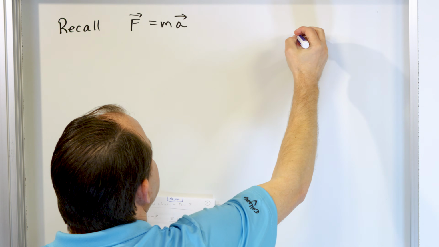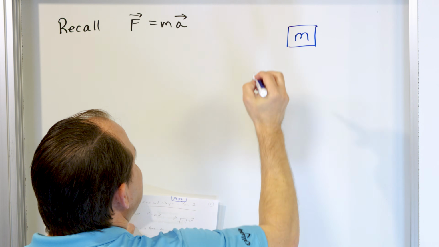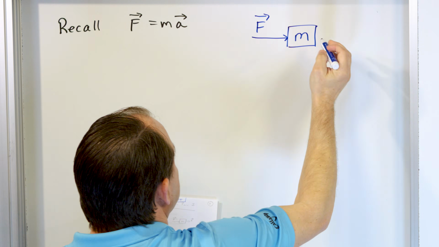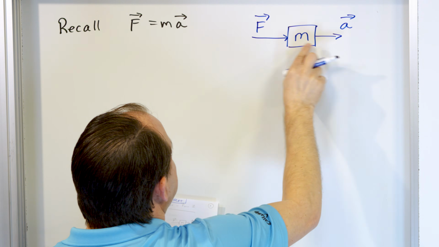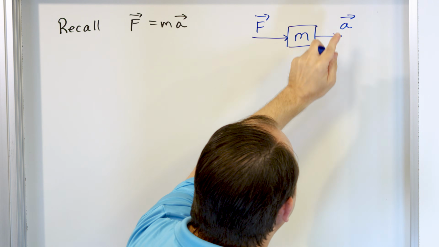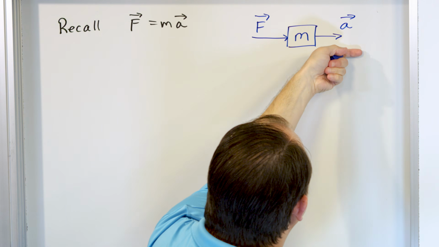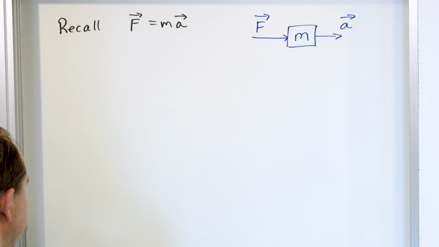All right, so just as a picture, if I have some object, any object, some block, mass m, and I push on it horizontally with some force, then some acceleration will be produced, and it has to be in the same direction as the force. That's because these are vectors, and so they have directions, and the direction of the force always lines up with the direction of the acceleration that's produced by that force.